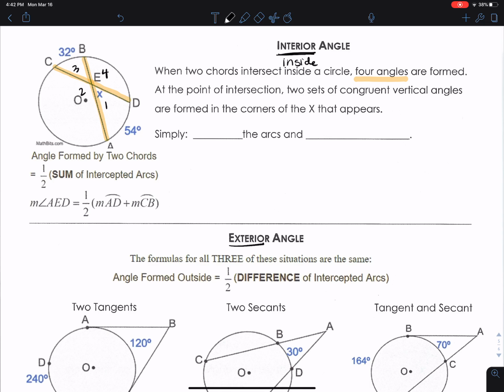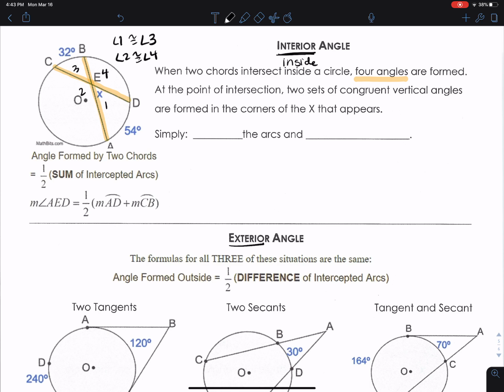And it says at the point of intersection, 2 sets of congruent vertical angles are formed in the corners of the X that appears. So because of what we learned last chapter, or in module 5, with vertical angles, we know that angle 1 is congruent to angle 3 because they're vertical angles, and then angle 2 is congruent to angle 4. So if we find one of those angles, we would know another one, and then we could either say they're supplementary or we could figure it out a different way.